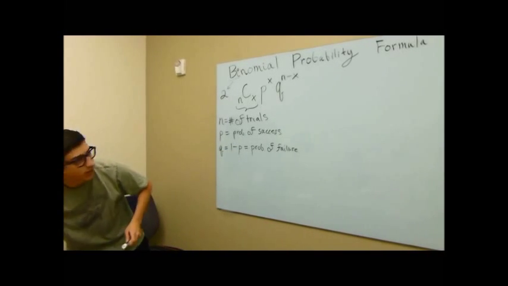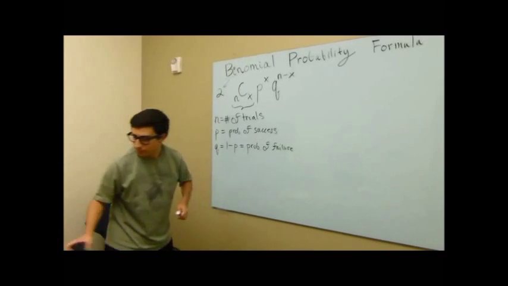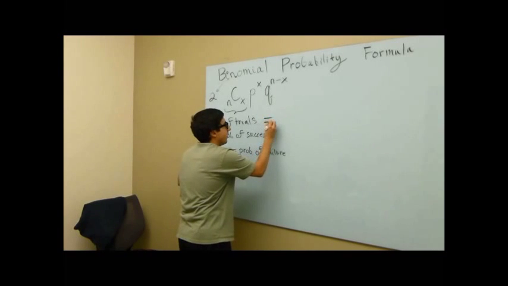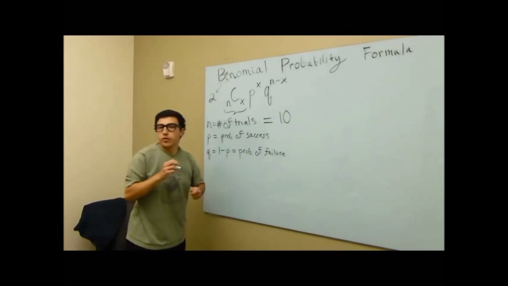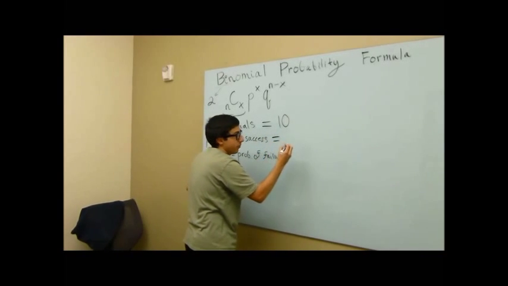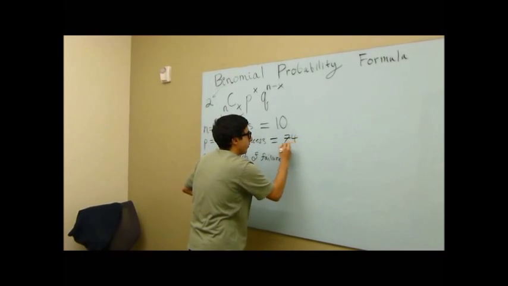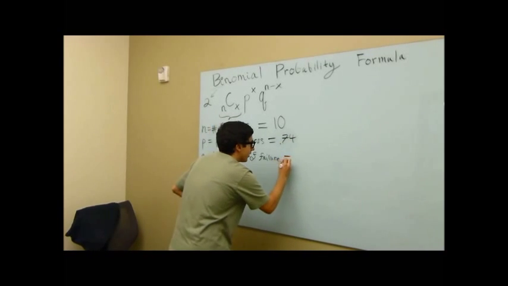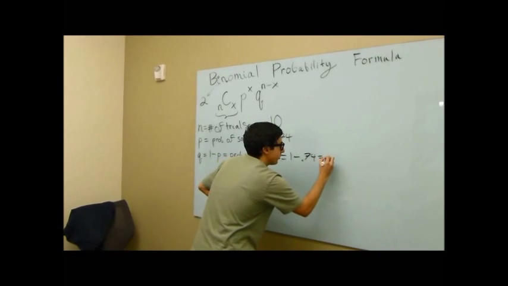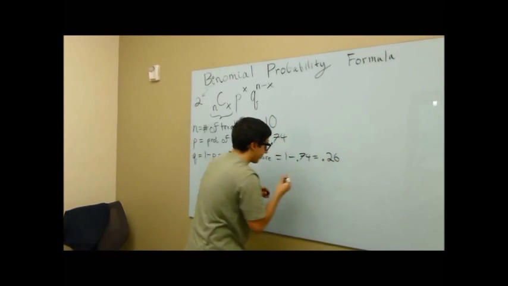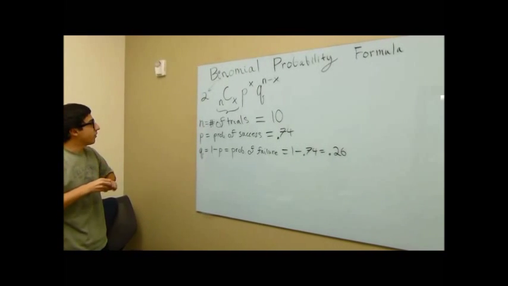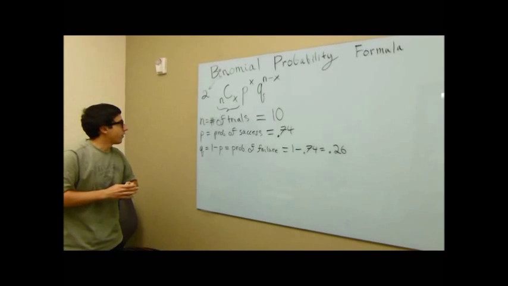So first we have to find out our important information. And so the number of trials is 10. There are 10 people that participate in the seat occupants. The probability of success of wearing the seatbelt, in other words, was 0.74. And then the probability of failure would just be 1 minus 0.74, which is equal to 0.26. So now that we have the information right here, we can move on.